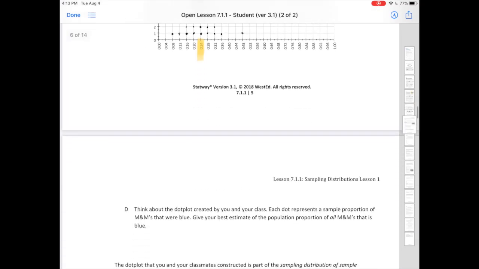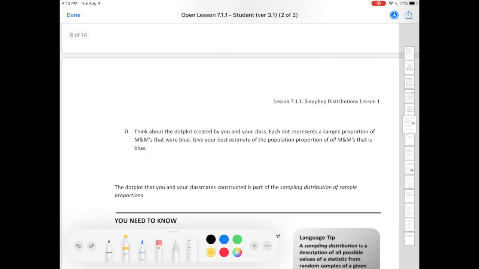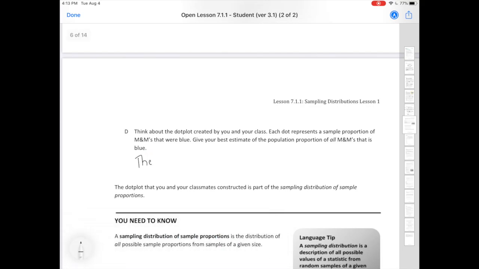Okay? So I'm going to say the best estimate for p is 0.24. By the way, we could write this as .24. It's the same thing. Whether you write it as 0.24 or .24, it is the same number.